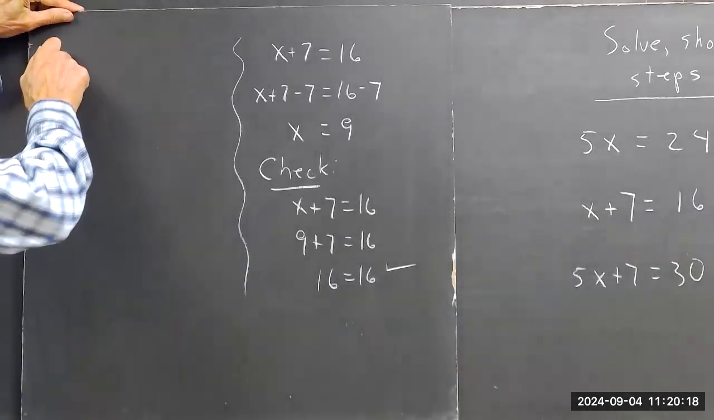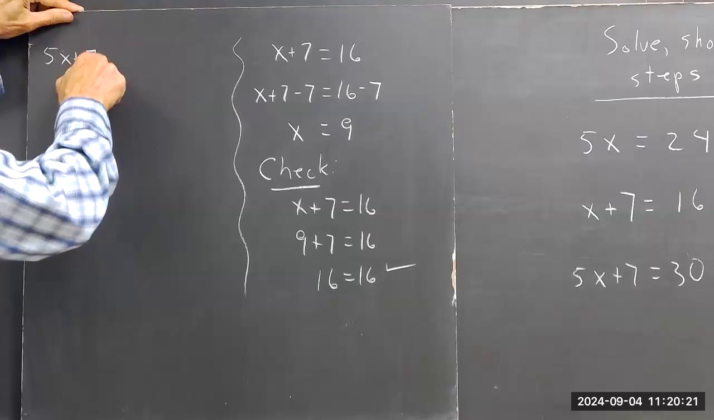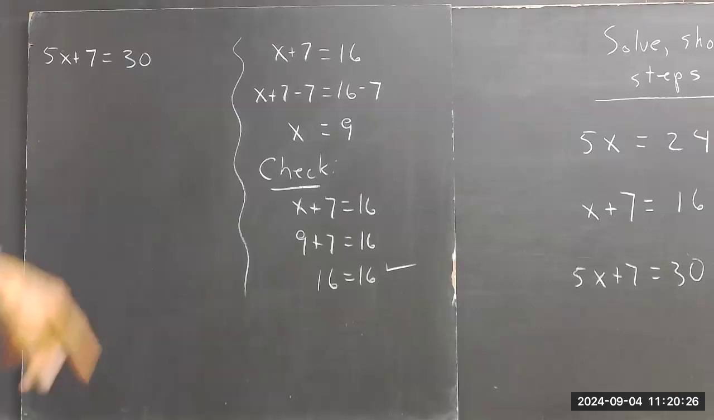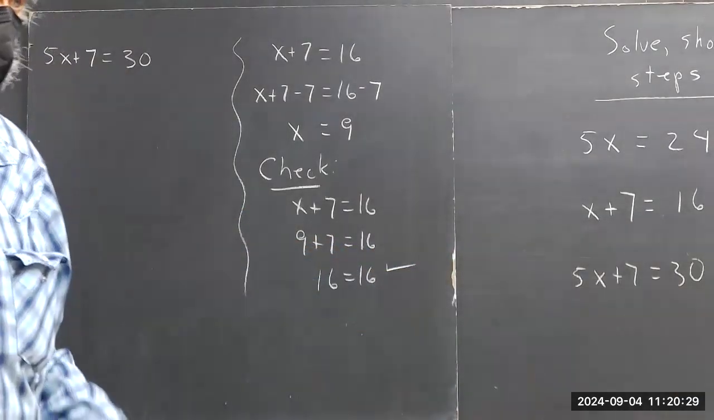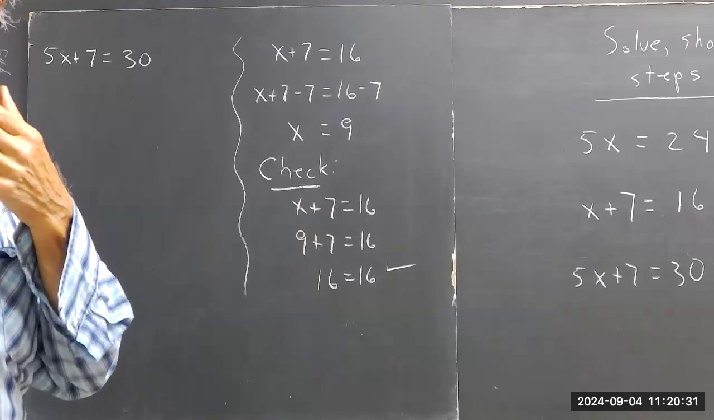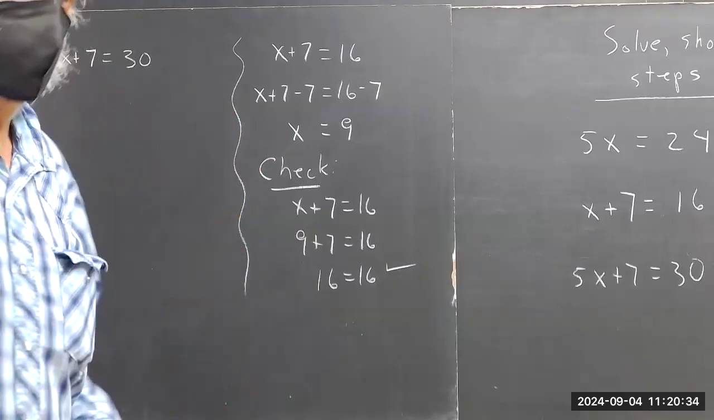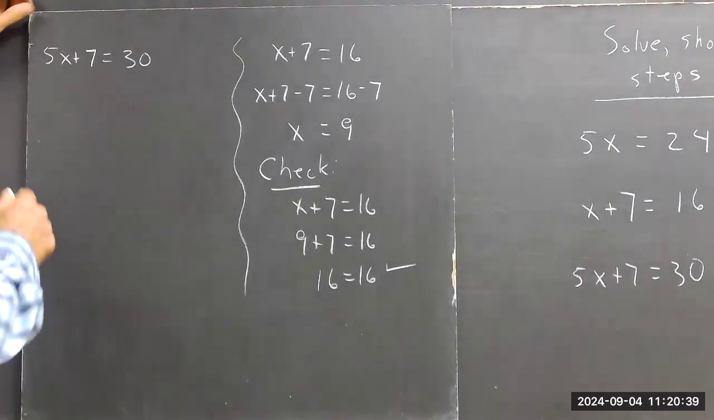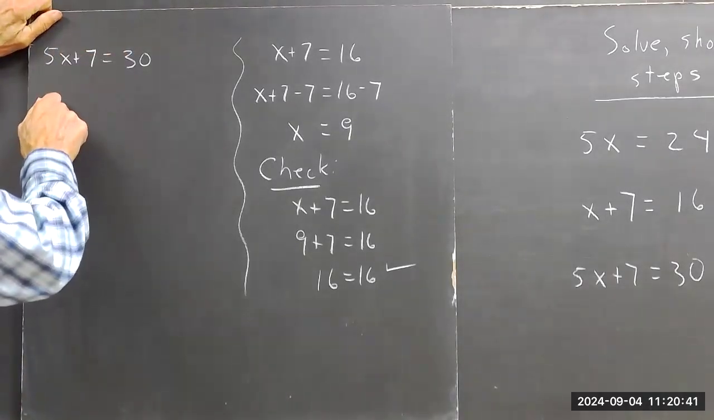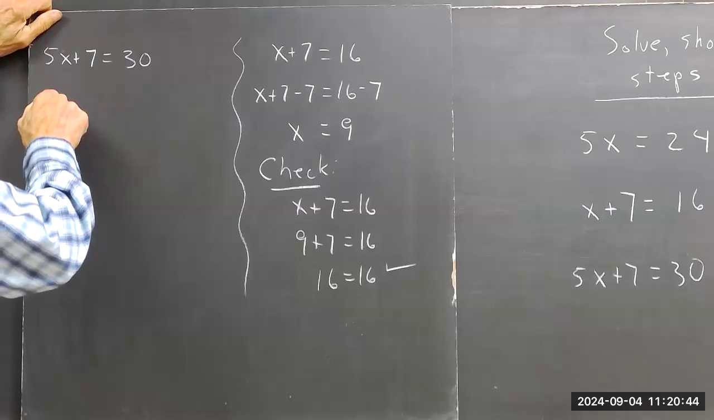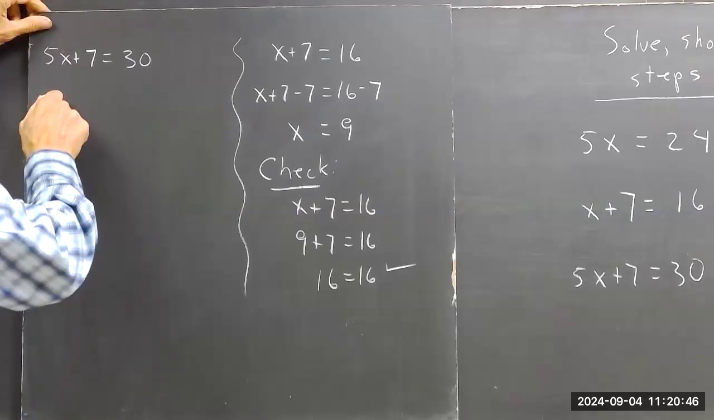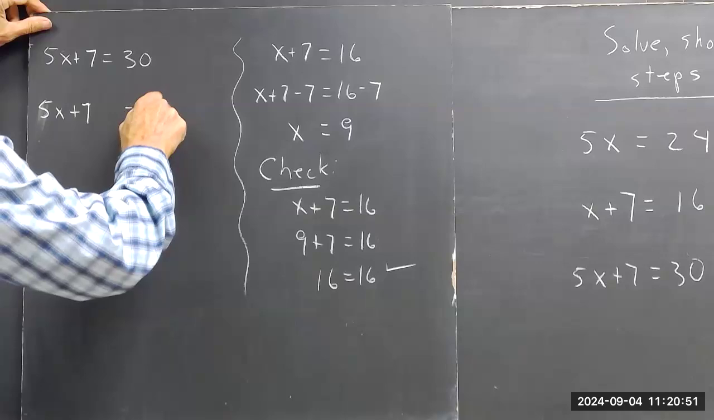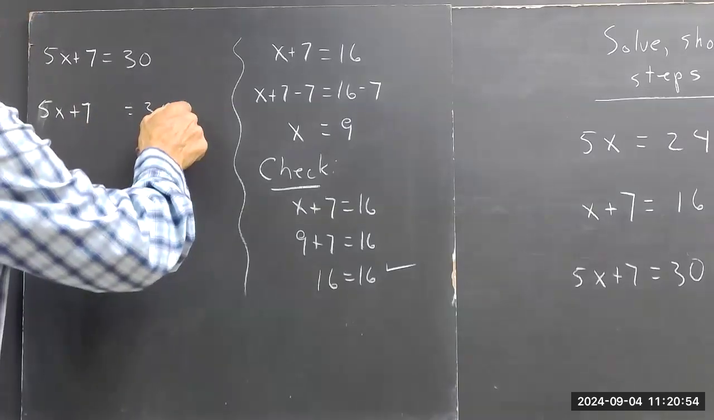Okay, so now, I believe this goes a little beyond the homework you did on one-step equations. This is actually a two-step equation, but everybody got it right. Okay, what's the first thing we want to do to this equation? Well, I can write it out: 5x plus 7 equals 30.